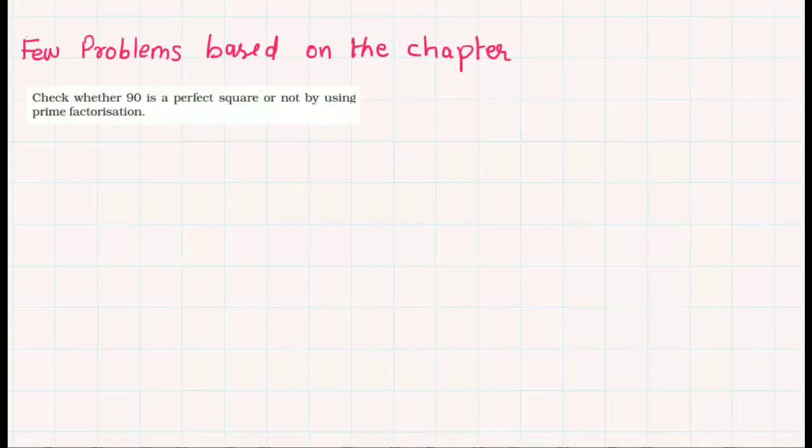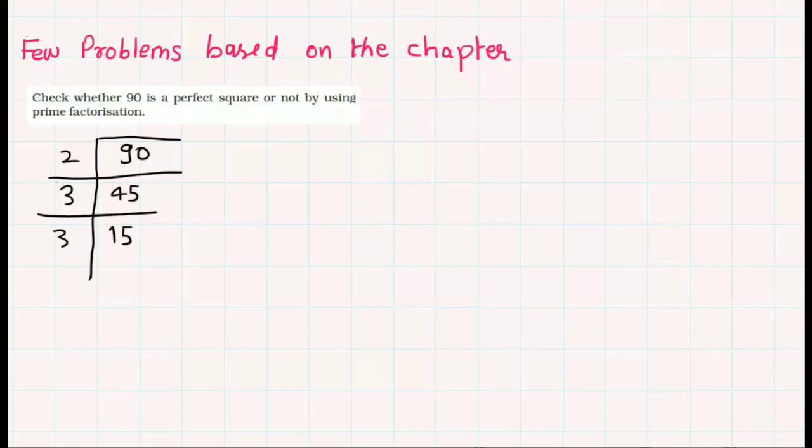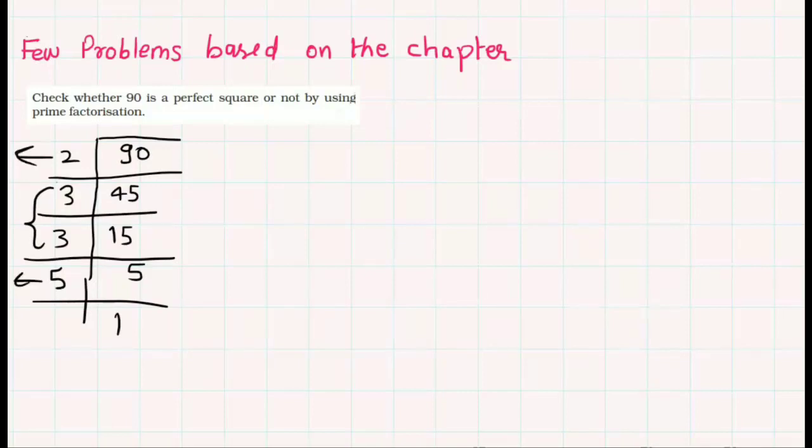Now this is the question here. Check whether 90 is a perfect square or not by using prime factorization. What do we do? We write 90 over here and we factorize it. 2, 45, 3, 15, 3, 5, 5. Then comes 1. So is it a perfect square? No. These two factors do not have a pair. So very easy.